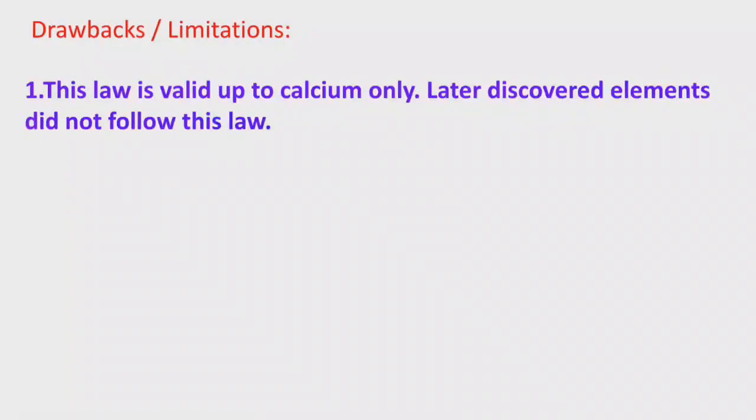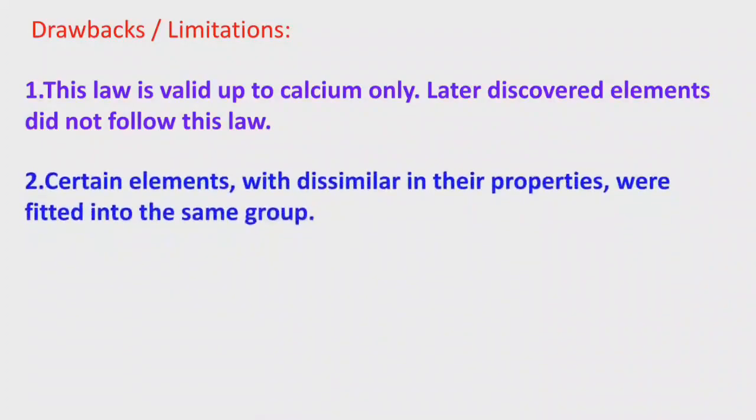What are the drawbacks or limitations of Newlands' periodic table? This law is valid up to calcium only, that is, up to 20 elements only. Later discovered elements did not follow this law. Certain elements with dissimilar properties were fitted into the same group in Newlands' law of octaves.